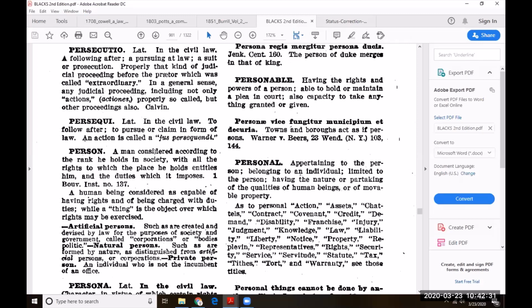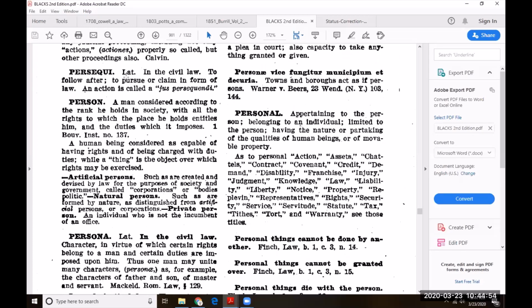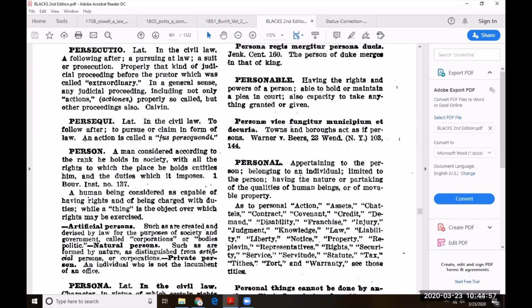A man considered according to the rank he holds in society, with all the rights to which the place he holds entitles him, and the duties which it imposes. A human being considered as capable of having rights and of being charged with duties, while a thing is the object over which rights may be exercised. Okay, so I just read to you person, the definition, and that's in Black's Law 2nd edition.